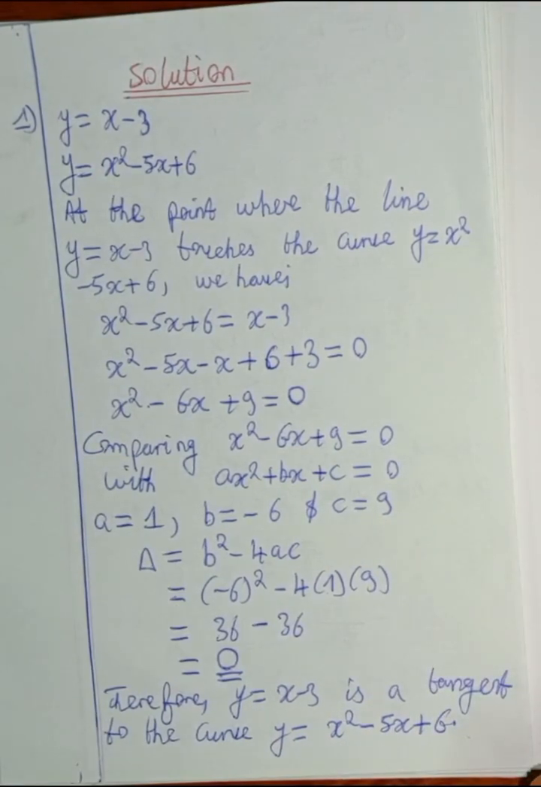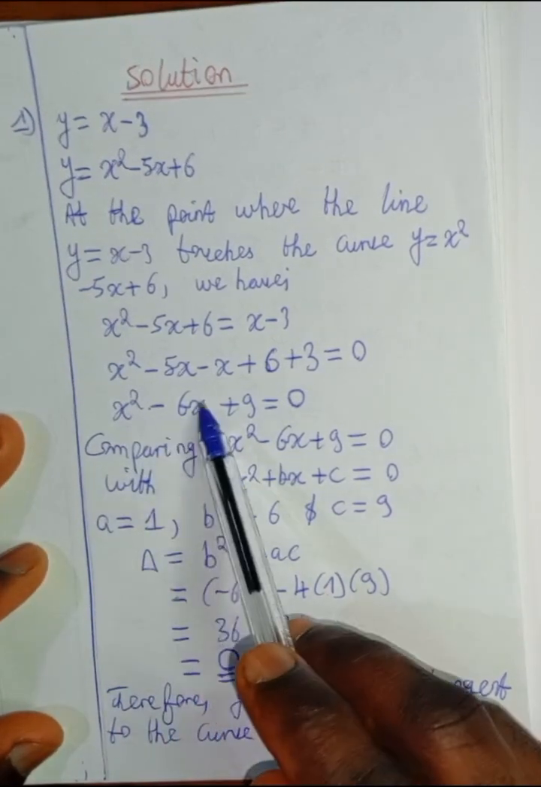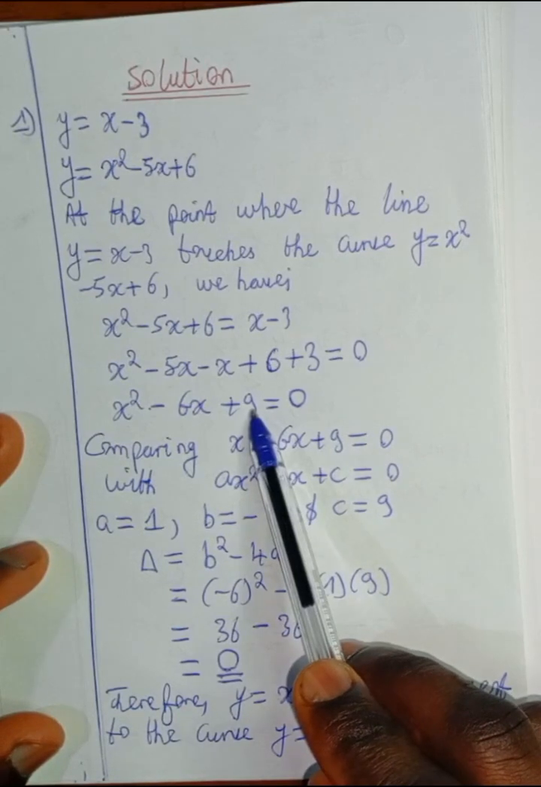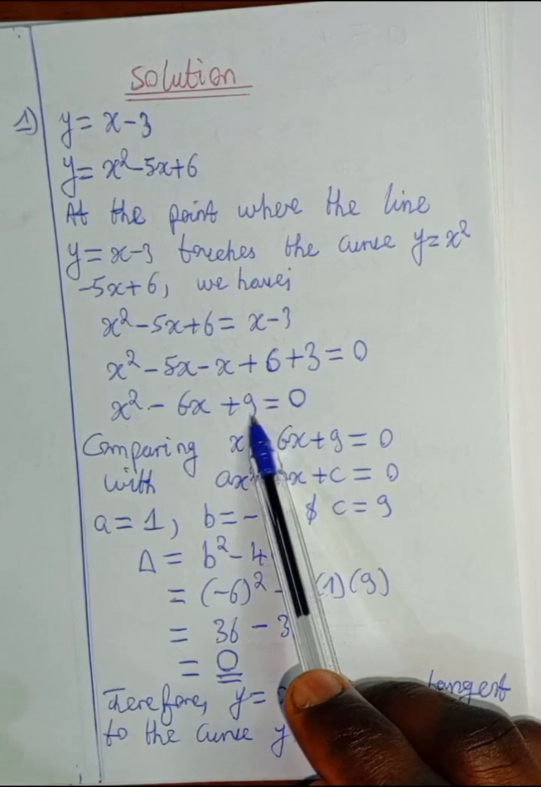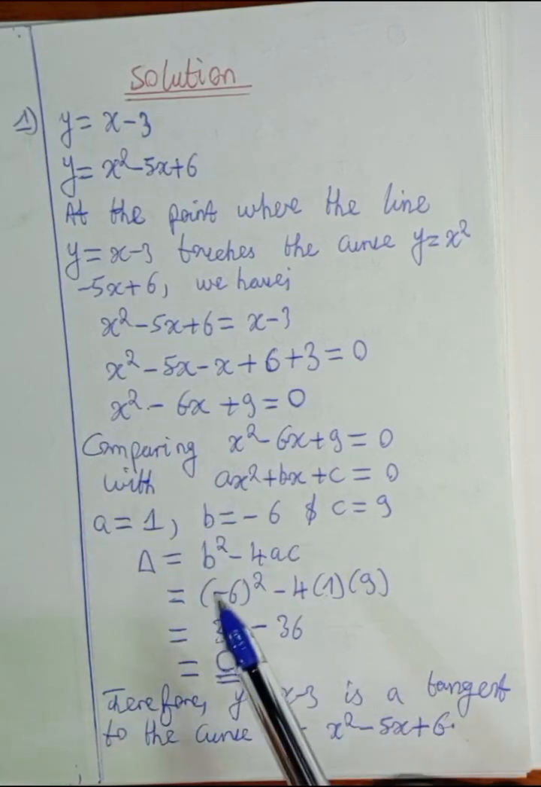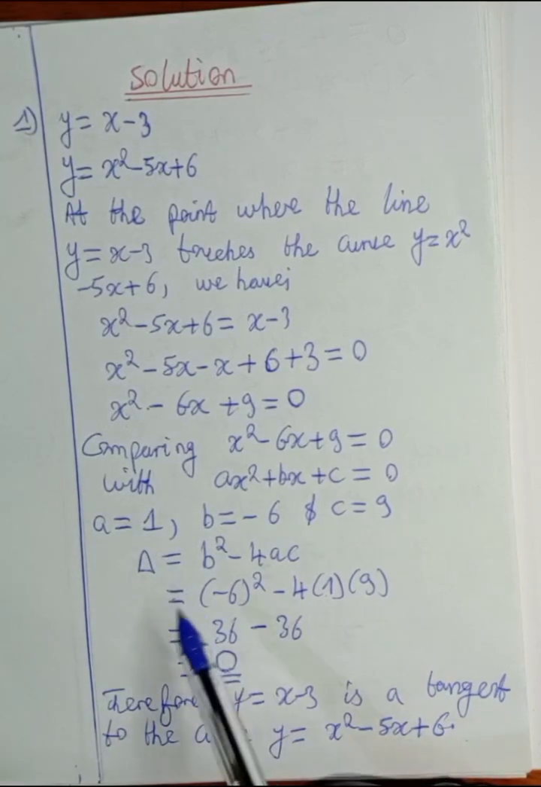The next part of the question says we should find the coordinates at the point where the line touches the curve. For us to find the coordinates, we are simply going to solve the quadratic equation x squared minus 6x plus 9. When we solve this quadratic equation, we are going to get the x coordinate at the point where the line touches the curve. And in this case, we are going to obtain repeated roots. The roots must be repeated since the line touches the curve at one point.